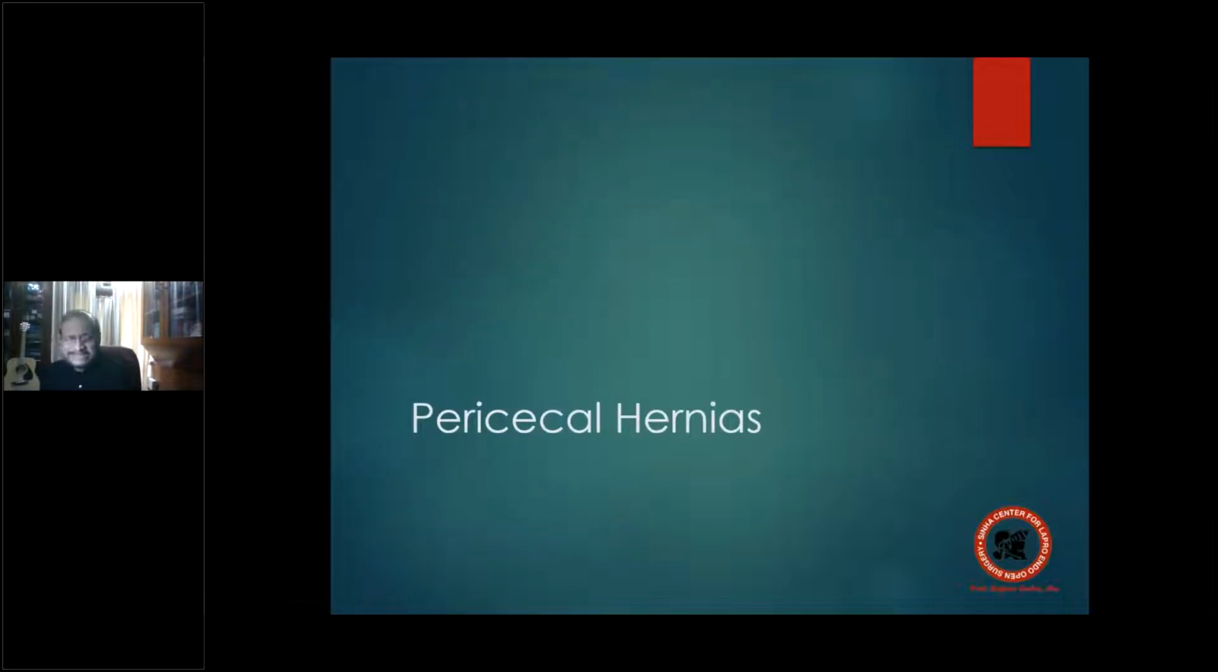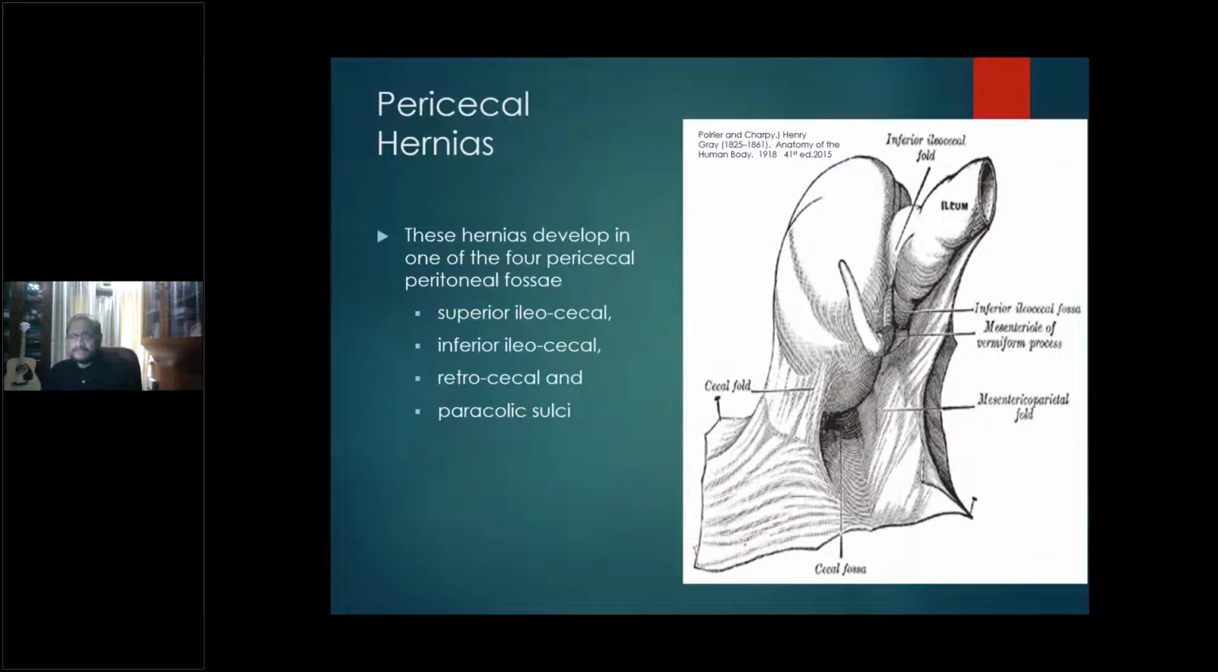Let's talk about the pericecal hernia, the hernias around the cecum. This is a figure which shows you the cecum out here, the ileum here, the appendix. Now when you lift the cecum up, you would have a cecal fossa below. You'll have a cecal fold extending from the parietal peritoneum onto the posterolateral surface of the cecum. This is the posterolateral surface of the cecum. So that is the fold out there.